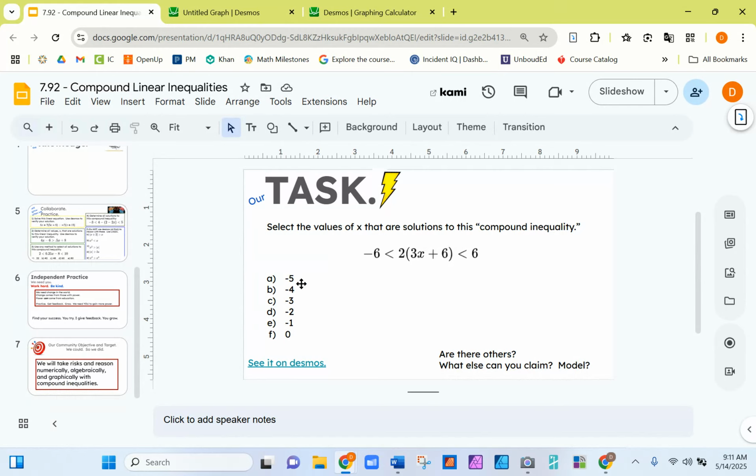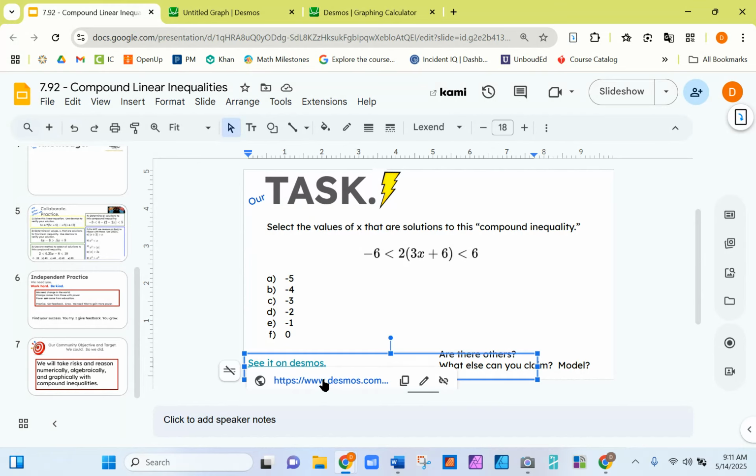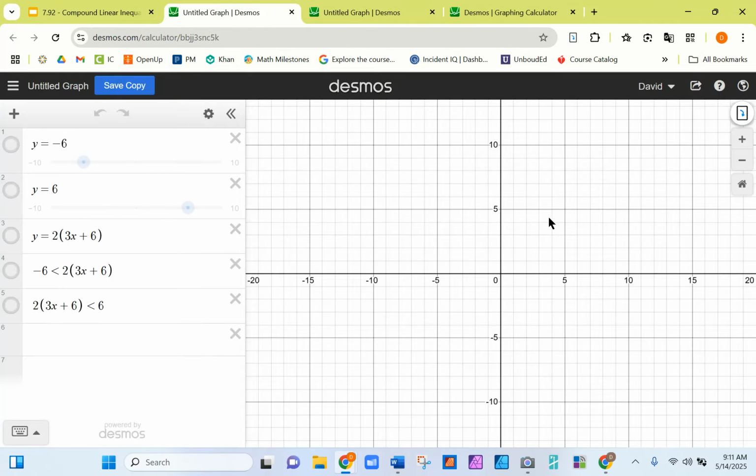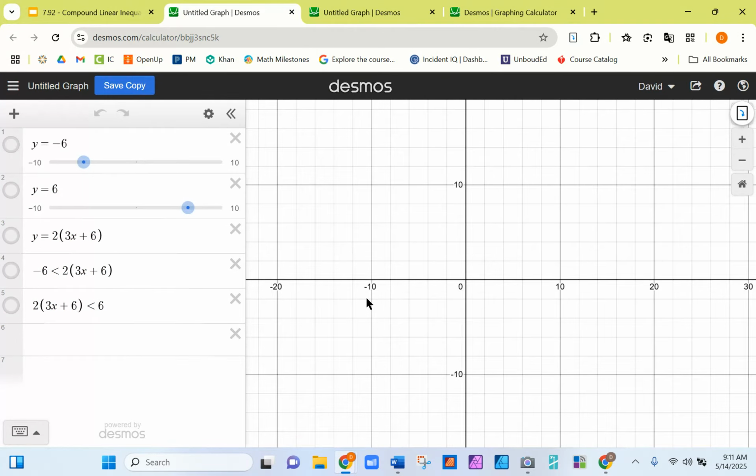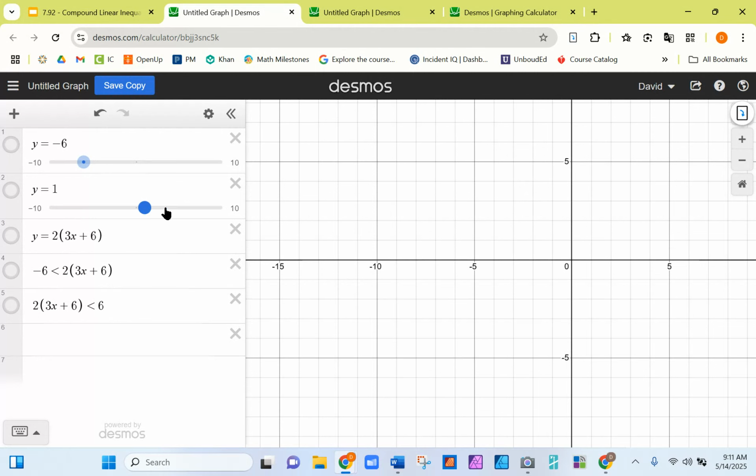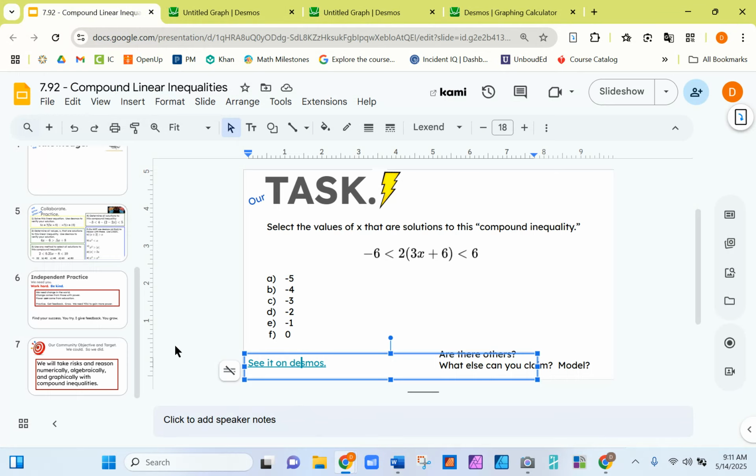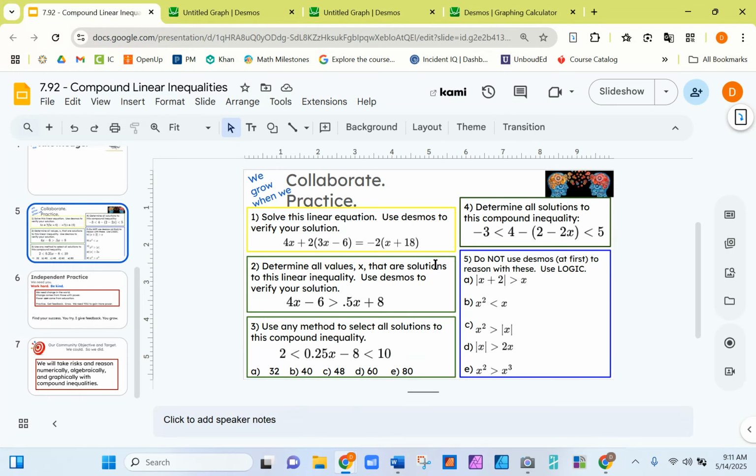We know basically it's -2 is the only solution. So A, B, C, E, and F are all incorrect. -2 is the only solution. Let's make sure that we got our graph right. Oh, interesting. That's not even showing up here. Huh. Okay, well. Sorry guys, I gotta blow my nose. My apologies.